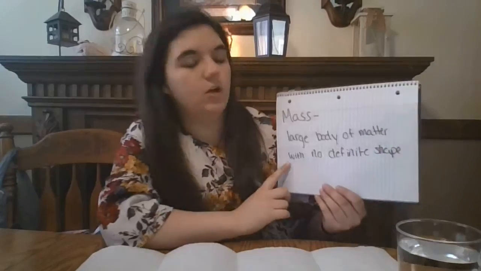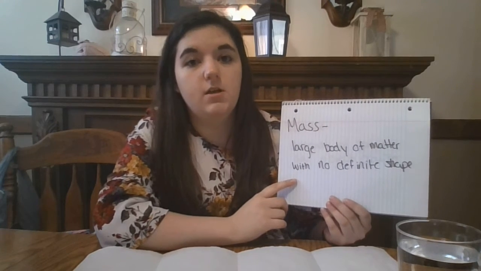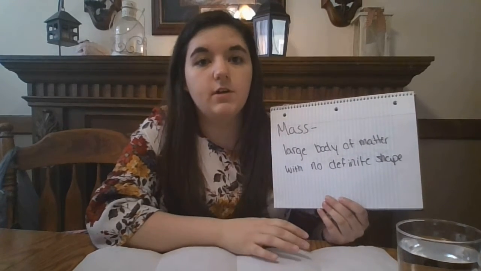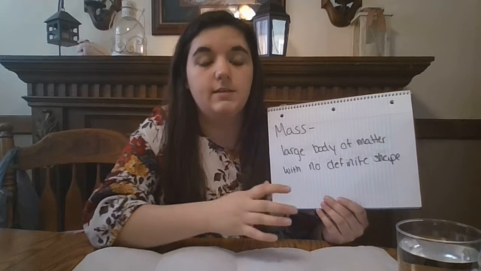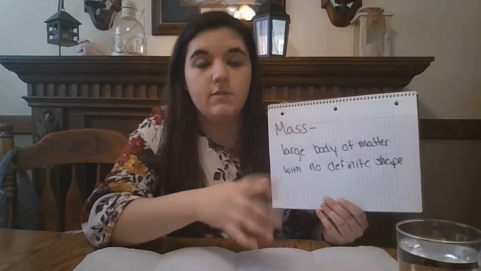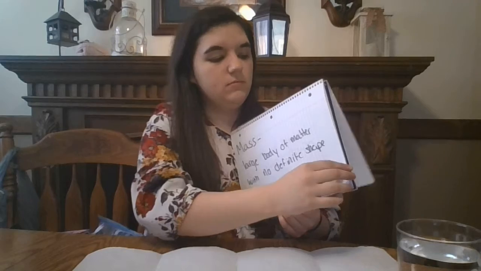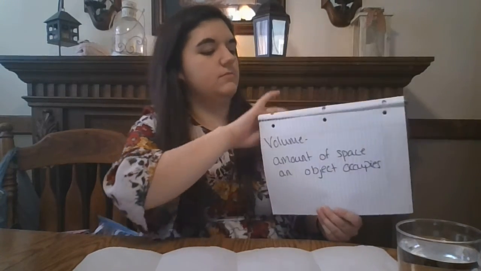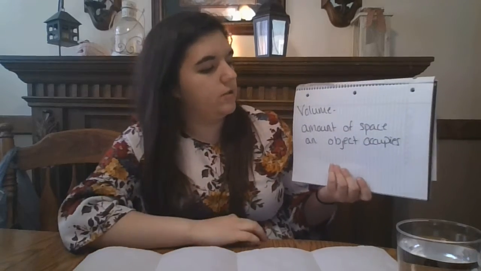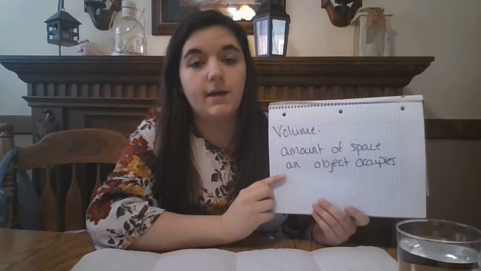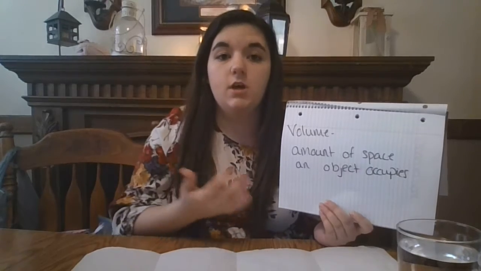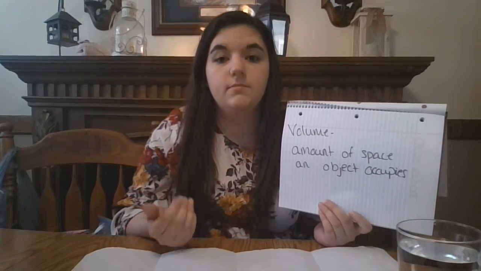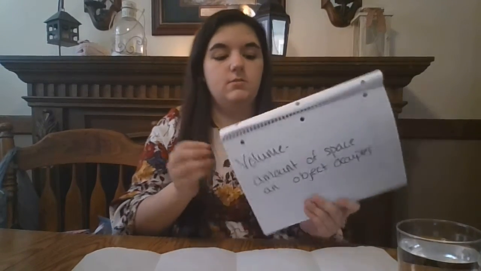So mass is a large body of matter with no definite shape. So it can be put into any different kind of container, object, anything. It will change. The shape is never the same. It's always changing. And then when we think about volume, volume is the amount of space an object occupies. So think about me right now. How much space am I occupying in this room? So we can measure that. So that's the volume of an object.